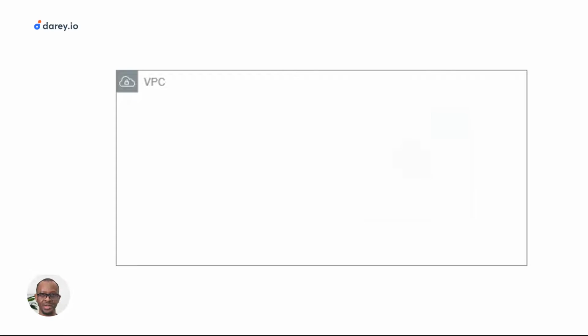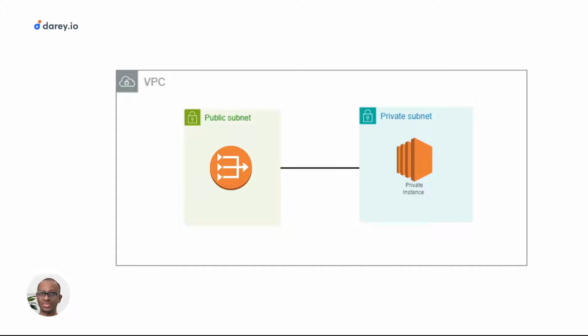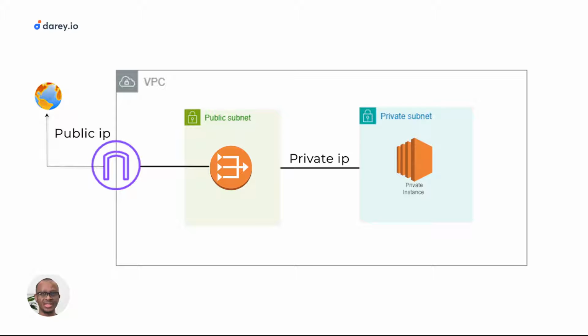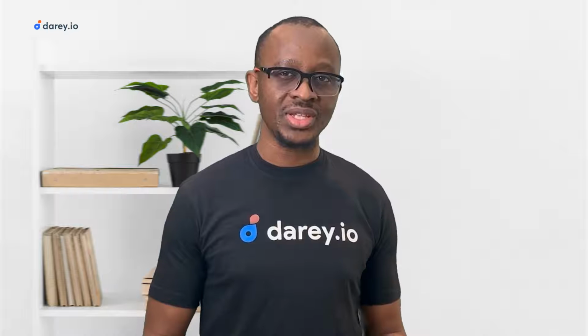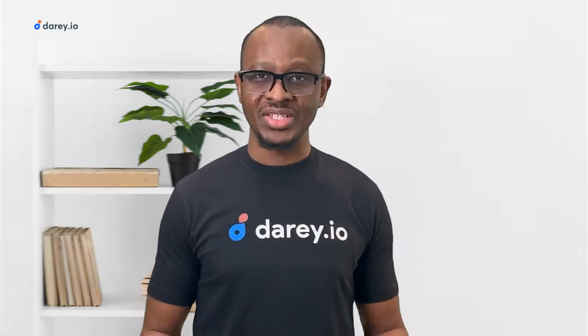1. A private instance inside a private subnet wants to access the internet. 2. The request is sent to the NAT gateway, which resides in a public subnet. 3. The NAT gateway translates the private IP to a public IP and forwards the request to the internet. 4. When the response comes back, the NAT gateway translates the public IP back to the private IP and delivers it to the correct instance. This ensures that outbound internet access is available while keeping private resources hidden from direct exposure.